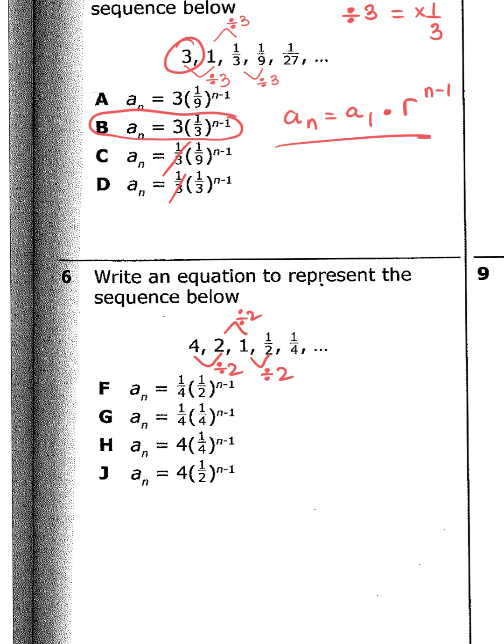So a sub n will be the first term, which is 4. And then the ratio will be 1/2, because divide by 2 is the same as multiply with the reciprocal, multiply with 1/2. There we go.